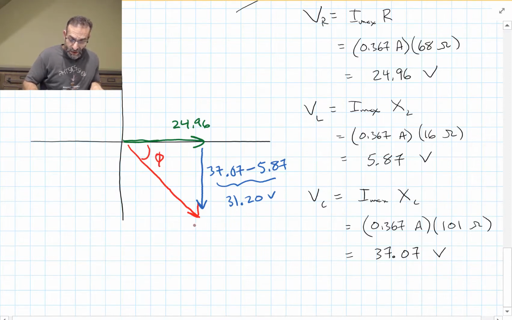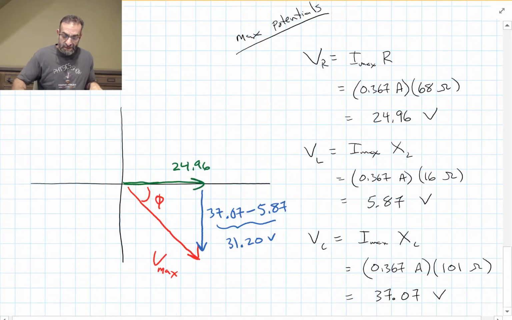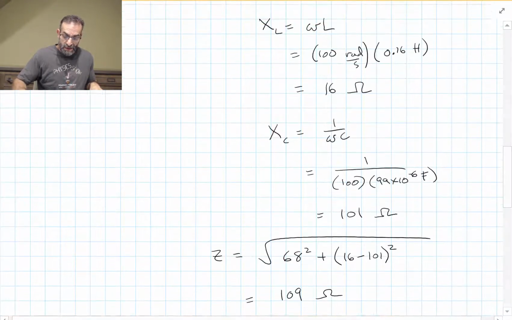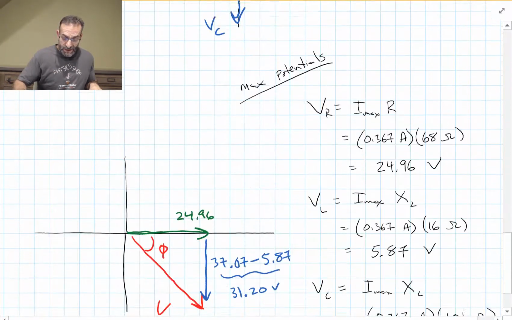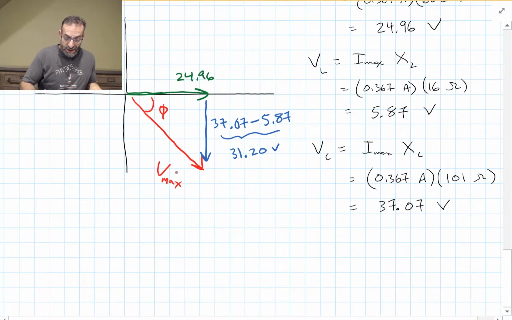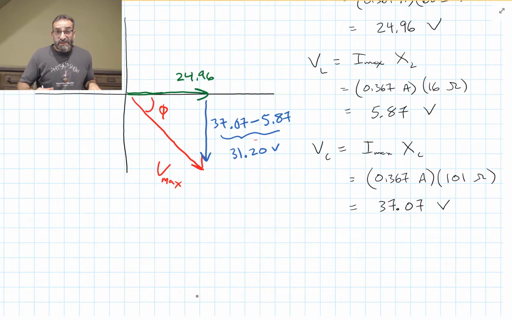We already know the length of this red vector. What does the length of that red vector have to be? V maximum. And we know V maximum is 40 volts. So a good check right now would be to see if you get 40 for this. 24.96 squared plus 31.2 squared, square root, should give you V maximum, should be 40 volts. I checked it and it's pretty close.